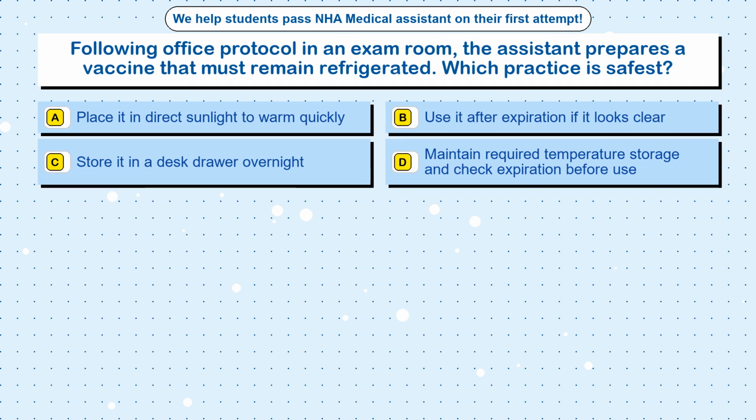Following office protocol in an exam room, the assistant prepares a vaccine that must remain refrigerated. Which practice is safest? Option A, place it in direct sunlight to warm quickly. Option B, use it after expiration if it looks clear. Option C, store it in a desk drawer overnight. Option D, maintain required temperature storage and check expiration before use.